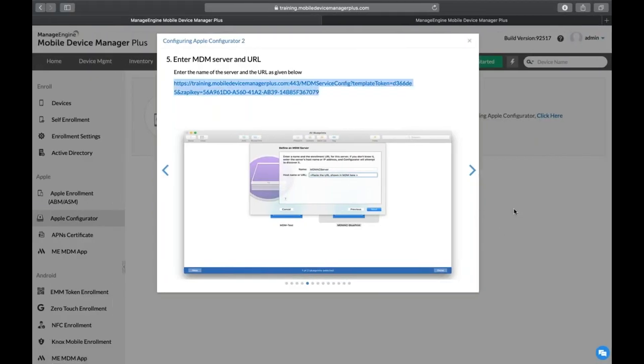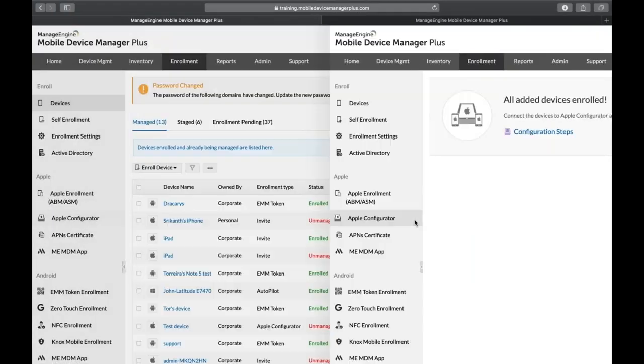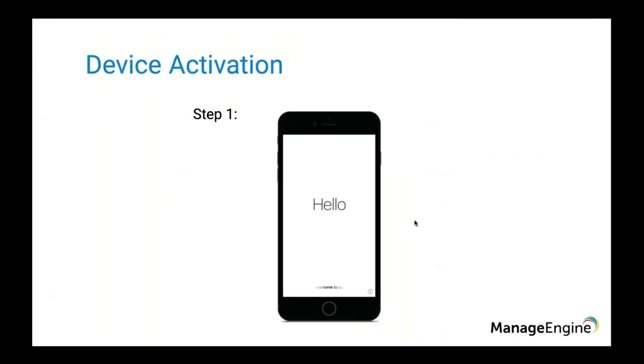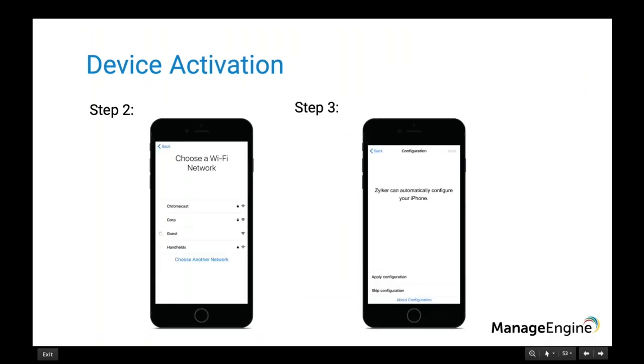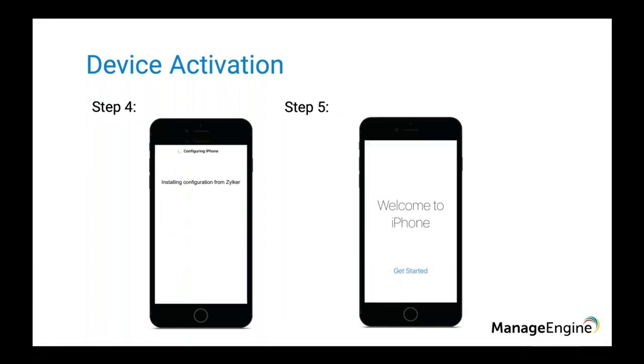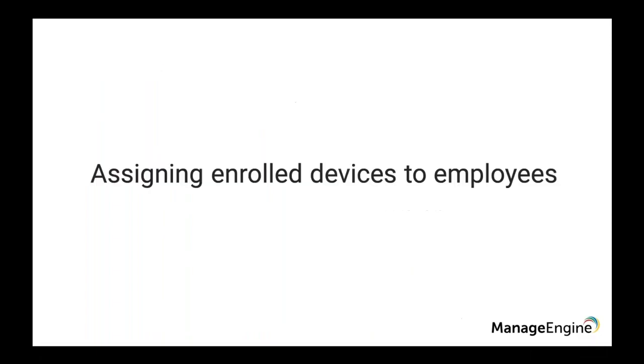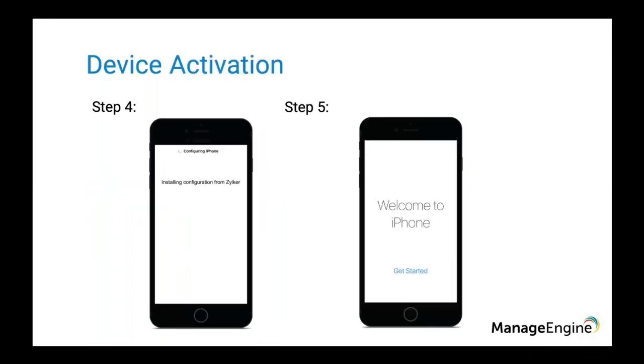And the enrollment process would be something similar to this. So on the device over here, you would first go into the device activation page, which is the hello screen. You choose the Wi-Fi network and then you would apply the configuration. Once the configuration is applied, you won't go through any initial steps, and automatically your devices would land on the home page itself.